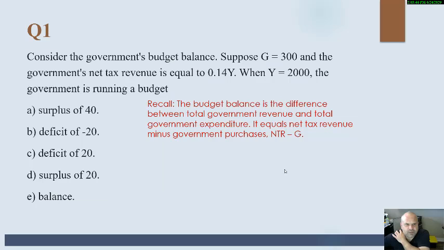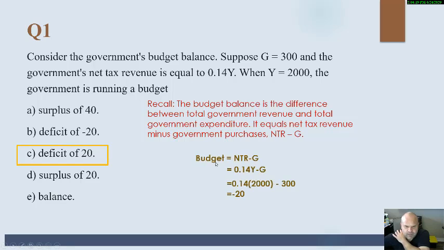In this question, we're told to consider the government's budget balance. Suppose the government spending is 300 and the government's net tax revenue is equal to 0.14y. When y is equal to 2,000, the government is running a budget. So what is the correct answer? So hit pause and read the hint here. Okay, we're back. So the correct answer here is a deficit of 20.